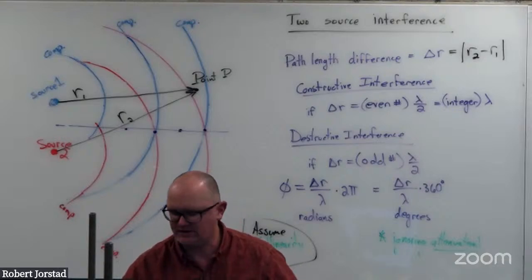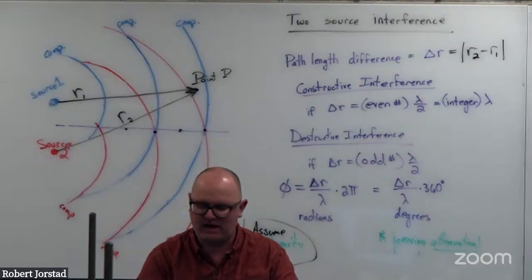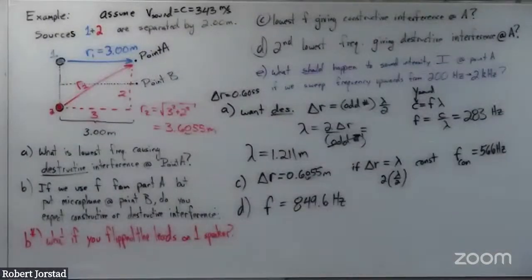And just to remind you of the problem I'm talking about, I'll put this back up on the board really quick. We had this crazy problem where we had two sources and a wavelength of approximately 1.2 meters. We've got a separation of the sources of about 2 meters, and there are some points 3 meters away, and we wanted to learn about all this stuff. So now let's go to a screen share.